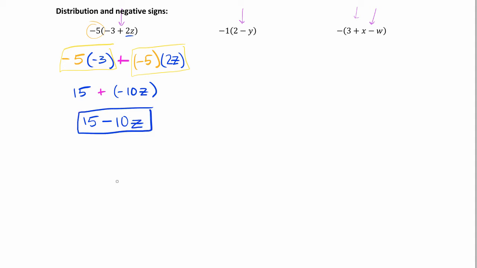But I'm saving that until the end. And a lot of people, especially when you do a lot of these, maybe you'll start to see these patterns and you won't have to show every single one of these steps. That's cool as long as you are getting the right answer every time.